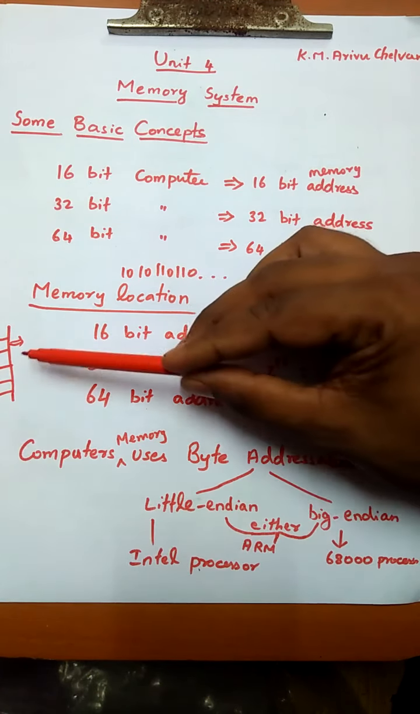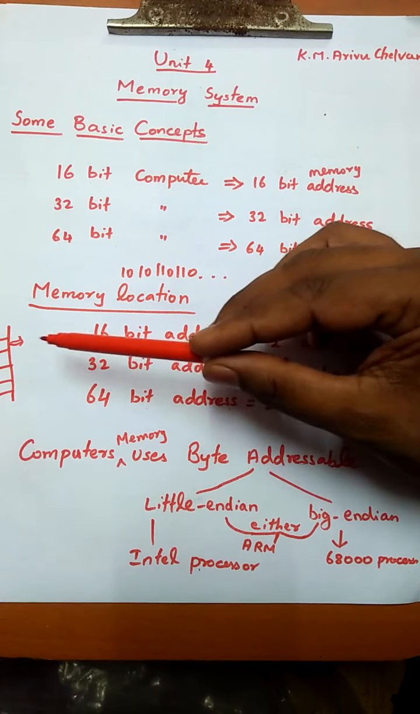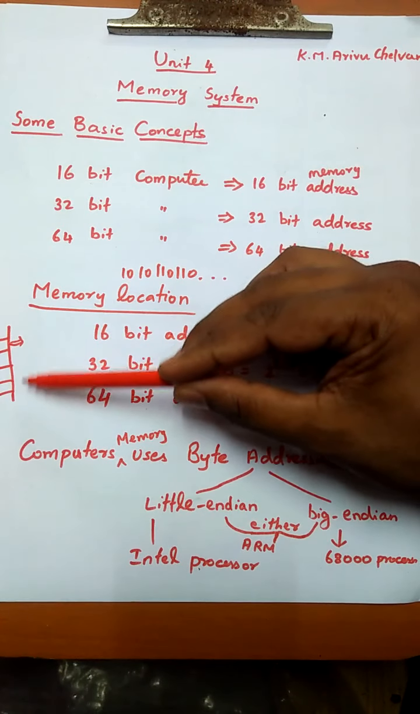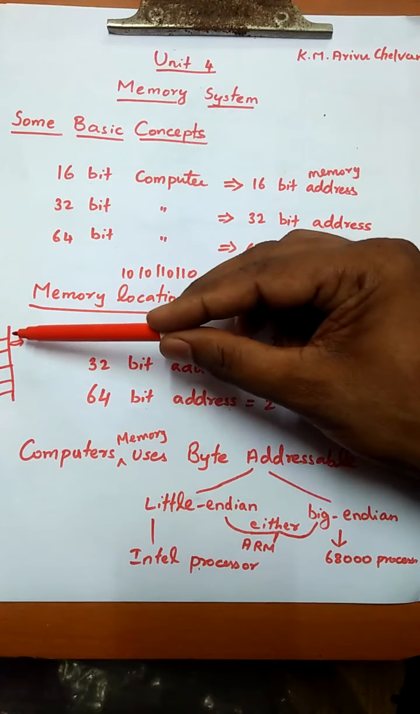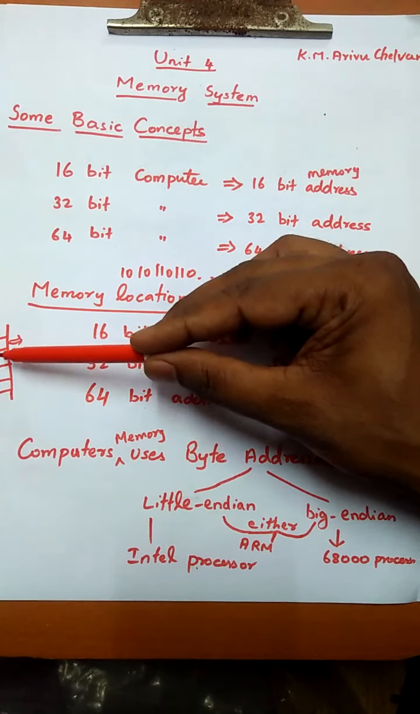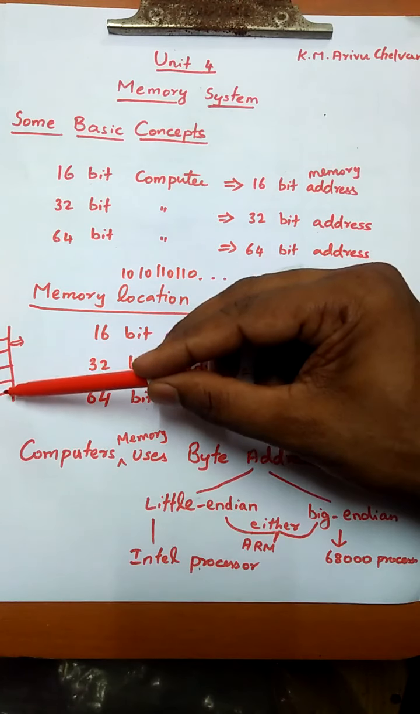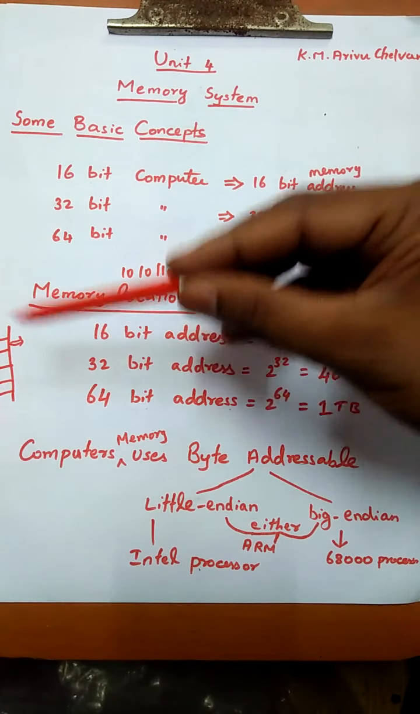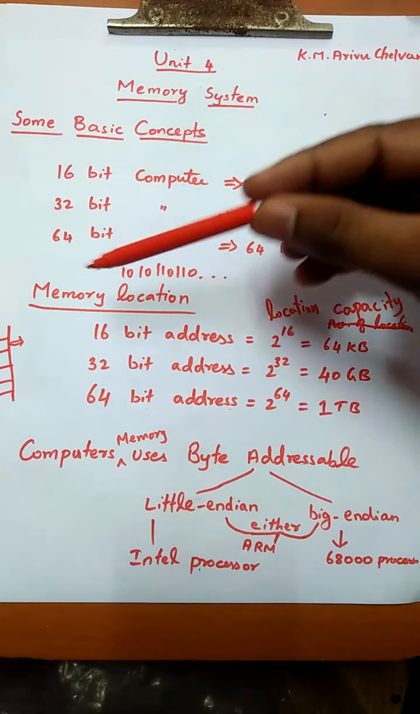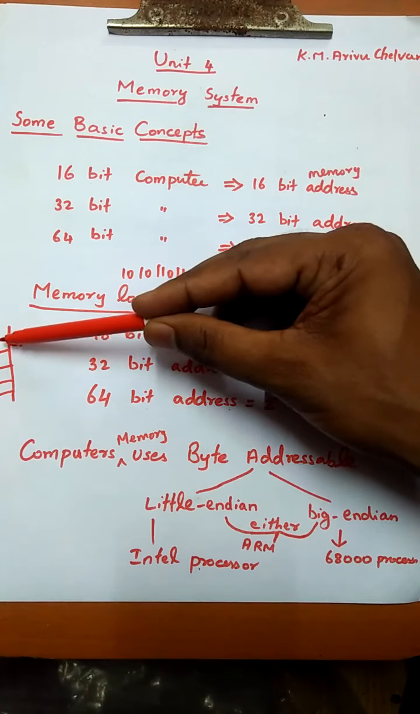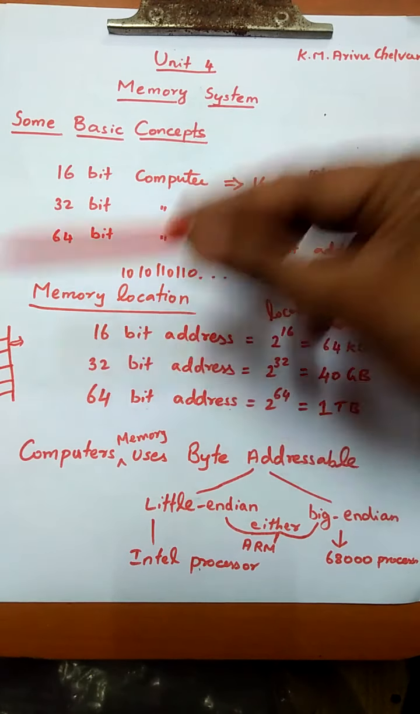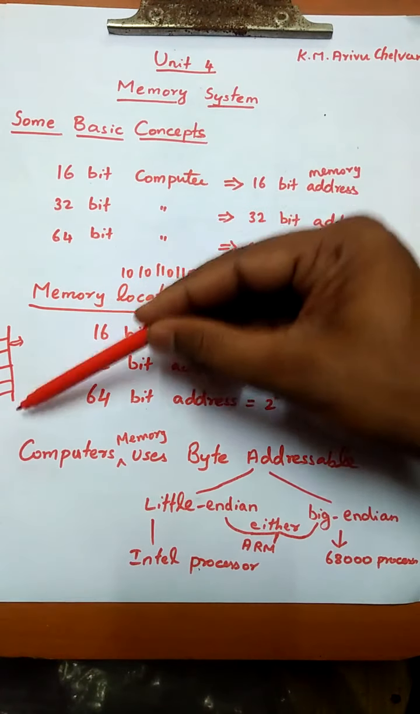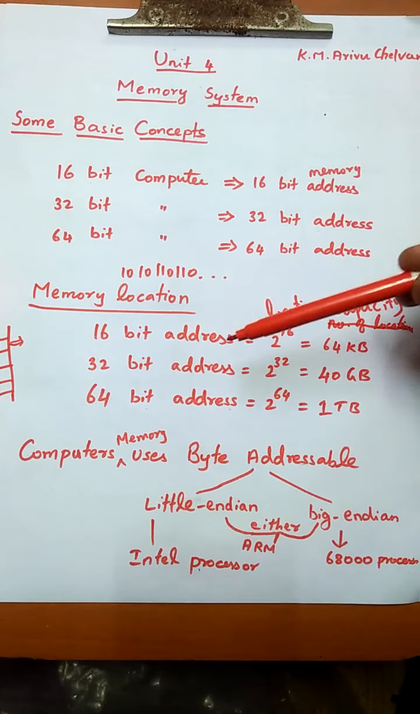I have drawn one small diagram here to represent the memory locations. Each block is called a memory cell. Each memory cell contains one memory address. So these are all the memory locations. If it is a 16-bit computer, then you will have 2 power 16 memory locations in the memory.